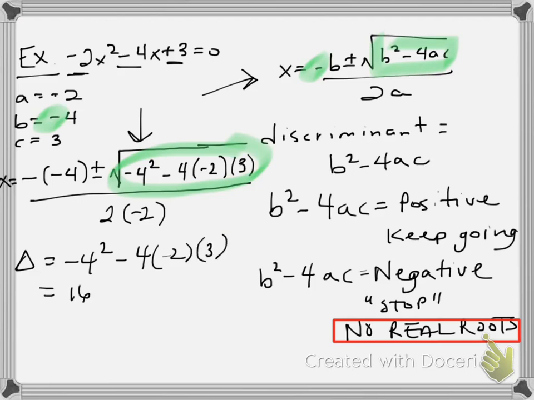So then I'm going to work it out. Negative 4 squared is 16. Negative 4 times negative 2 is negative 8. Negative 8 times 3, it's positive 8, positive 8 times 3 is 24. So 16 plus 24 is 40, so it's positive. So I'm going to keep going. Okay? I said 30 and I meant 40. Sorry. So my discriminant is 40. Now, I'm going to go ahead and erase this over here so we have more room to work with.